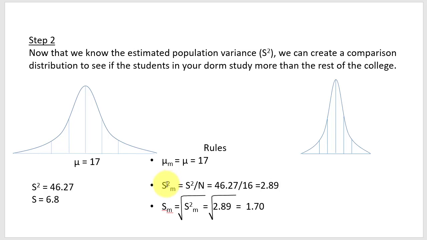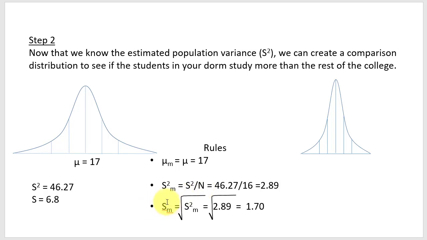The estimated population variance of the distribution of means is equal to the estimated population variance divided by n, which is 46.27 divided by 16, which is equal to 2.89. Remember, we're not using n minus 1 here. We only use that when we're calculating the unbiased estimate of the population variance. We use n when we're calculating the distribution of means.